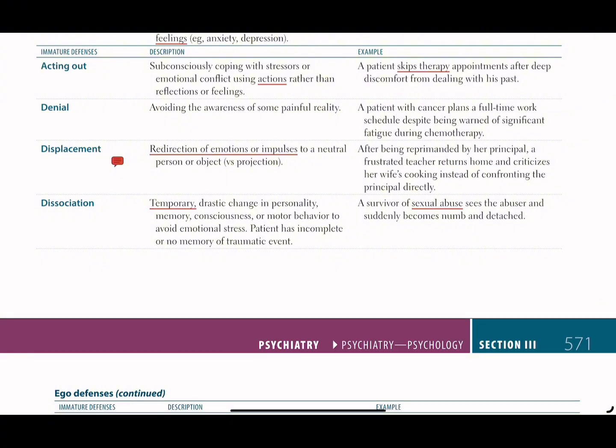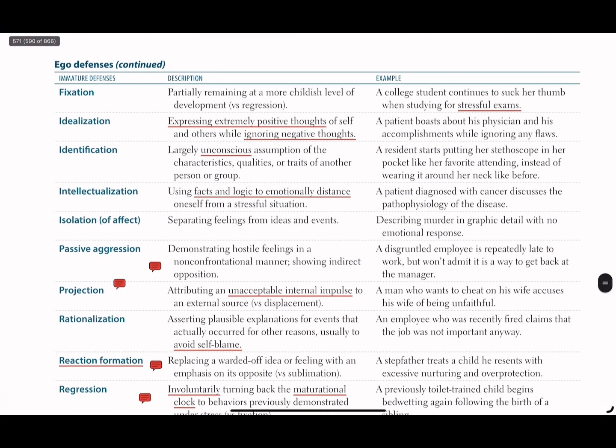Dissociation: a temporary, drastic change in personality, memory, consciousness, or motor behavior to avoid emotional stress. The patient has incomplete or no memory of traumatic events. A survivor of sexual abuse sees the abuser and suddenly becomes numb and detached. Yeah, this is dissociation. Another example is a patient who goes numb and detached when seeing the abuser. This is dissociation. Fixation: partially remaining at a more childish level of development, versus regression. A college student continues to suck her thumb when studying for a stressful exam.